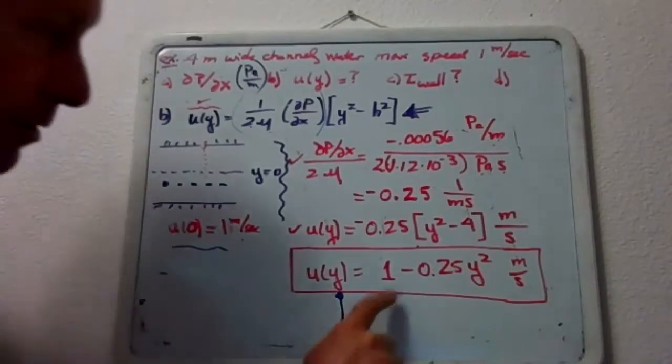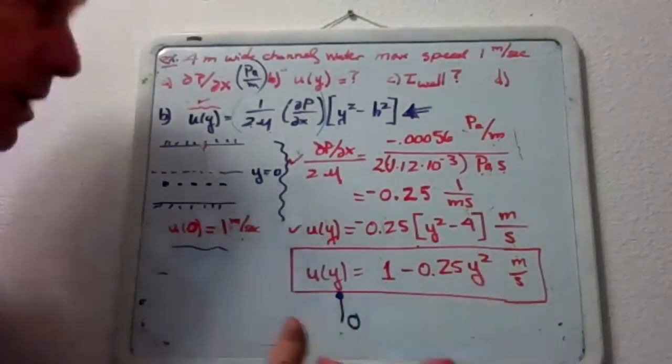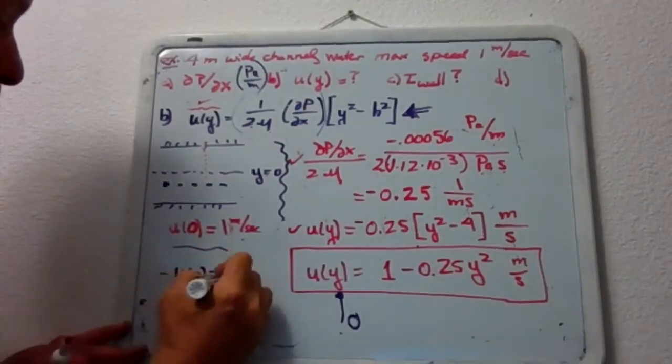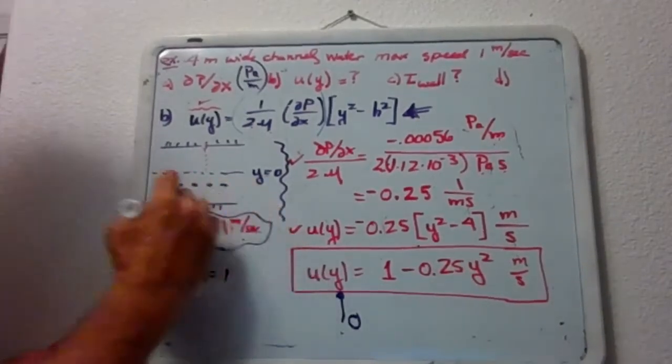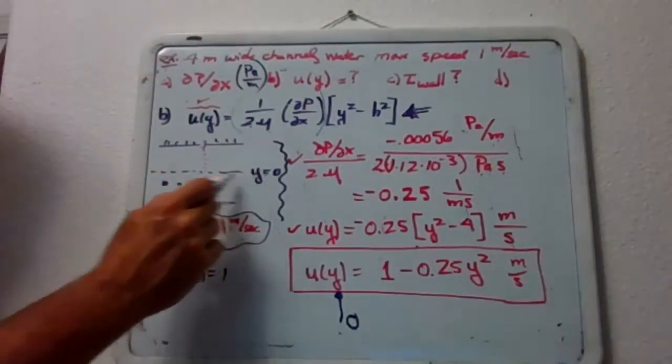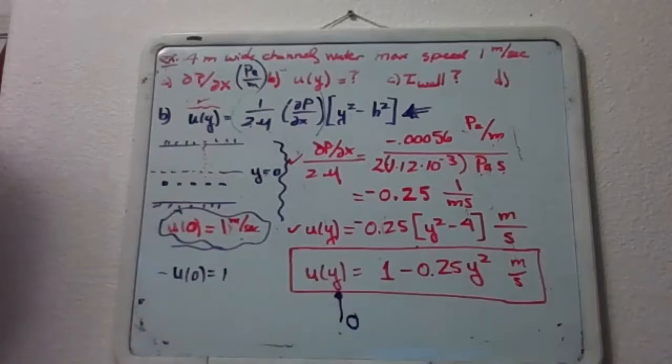If I put 0 in here, I get 1 minus 0.25 times 0, so I get 1. u at 0 is equal to 1. And notice that that's what we have written on the board, actually. That tells us that the center line velocity, y equals 0 is the center line, is 1 meter per second.